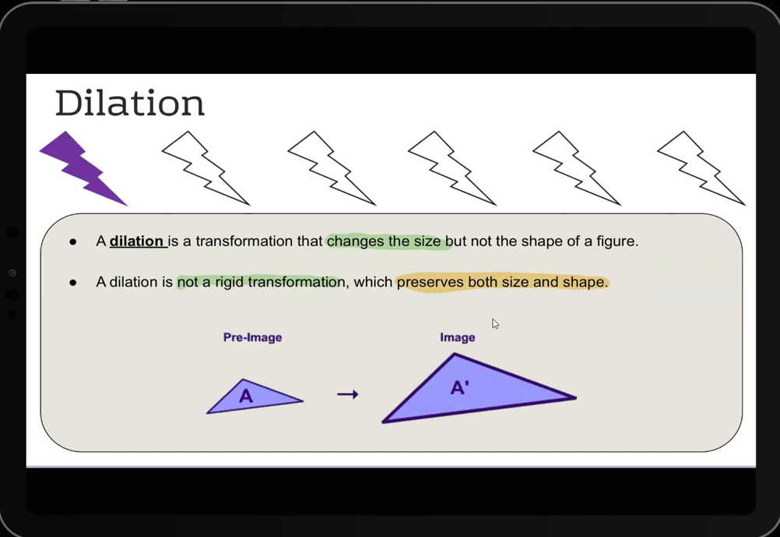If you look at the triangles below, while they are both, of course, the exact same shape, one is clearly bigger than the other. So the size has changed. A dilation is not a rigid transformation or a rigid motion because it changes the size of that object. Pay attention to the notation of the letters as well. We are using prime notation to distinguish between a preimage and an image.